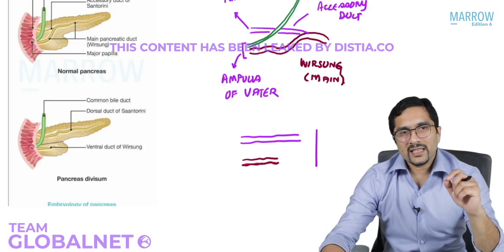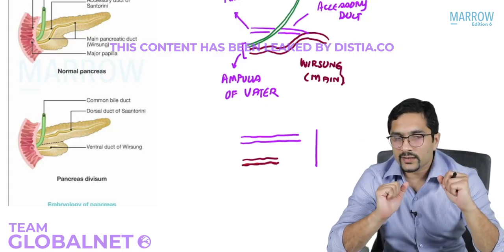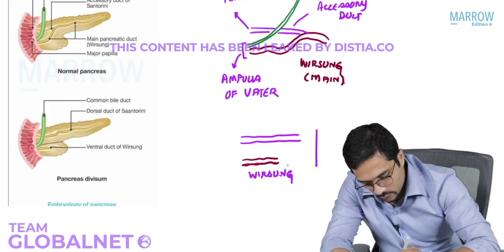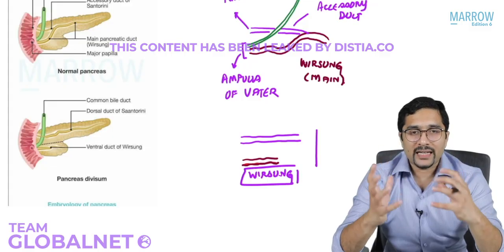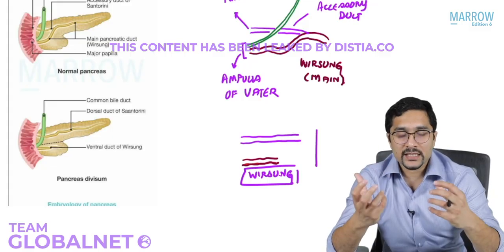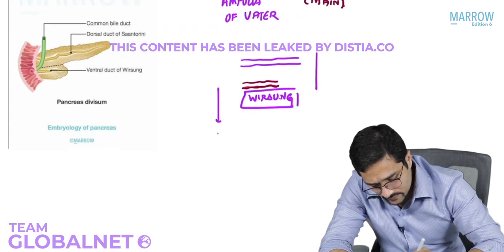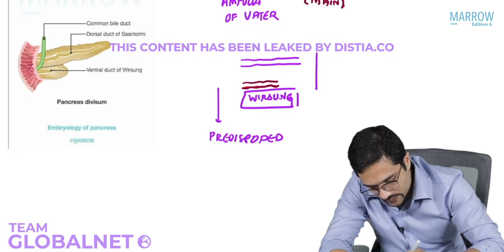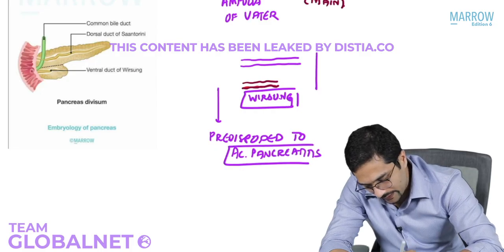Now the problem is that Wirsung was our main duct and the majority of the flow is coming into Wirsung. Right? The majority of this flow is coming into the duct of Wirsung which is opening at the ampulla of Vater. But it is not able to handle this much amount of secretions. So the problem with pancreas divisum is that where these ducts don't fuse, these patients are predisposed to acute pancreatitis, and that is the problem in pancreas divisum.